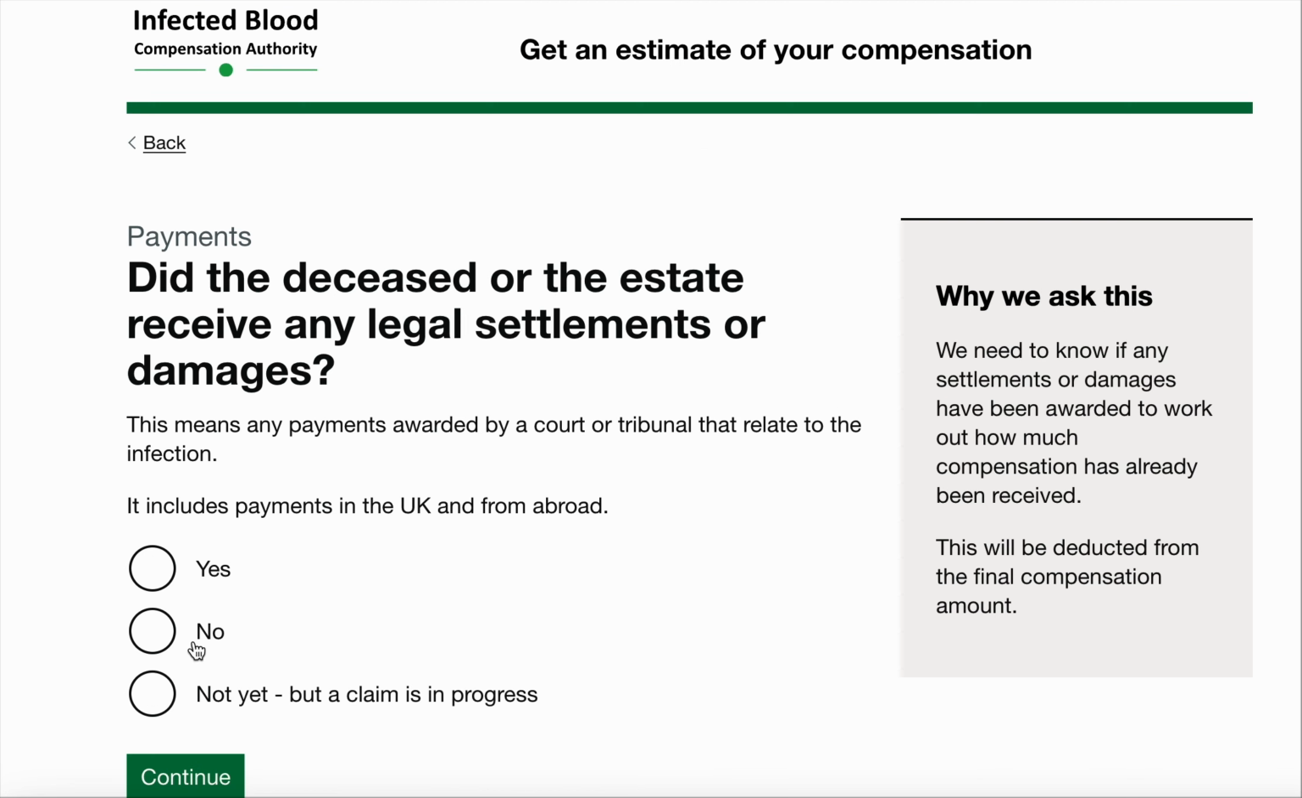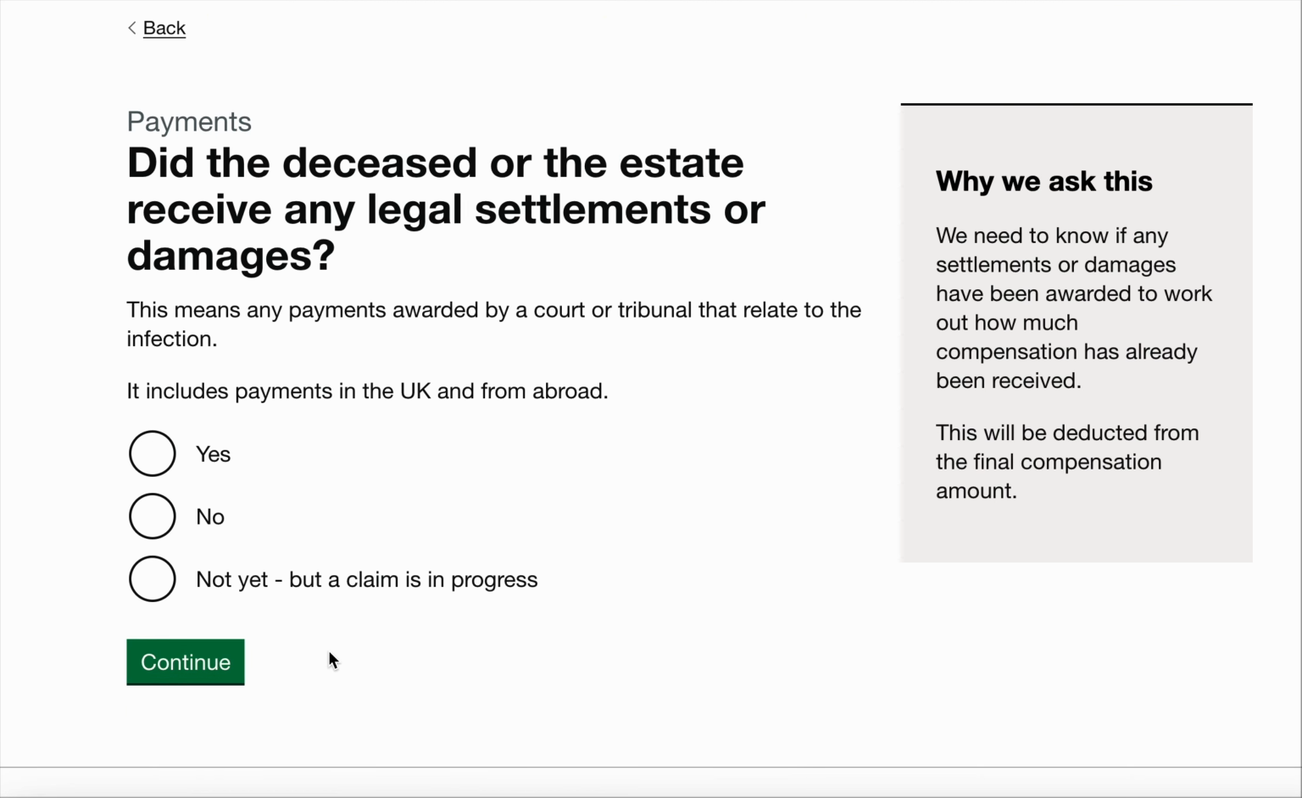Click Continue to confirm whether or not the deceased or the estate receives any legal settlements or damages. We need to know if any settlements or damages have been awarded to work out how much compensation has already been received. In this example, the answer is no.